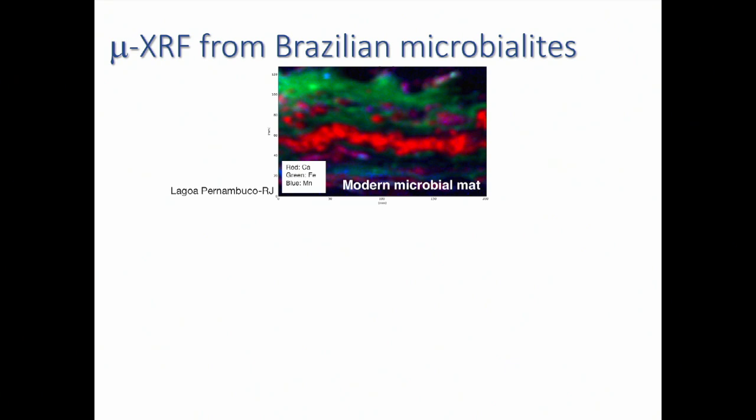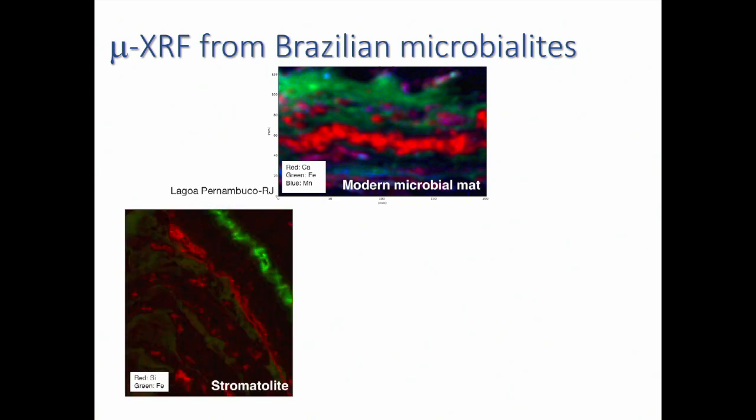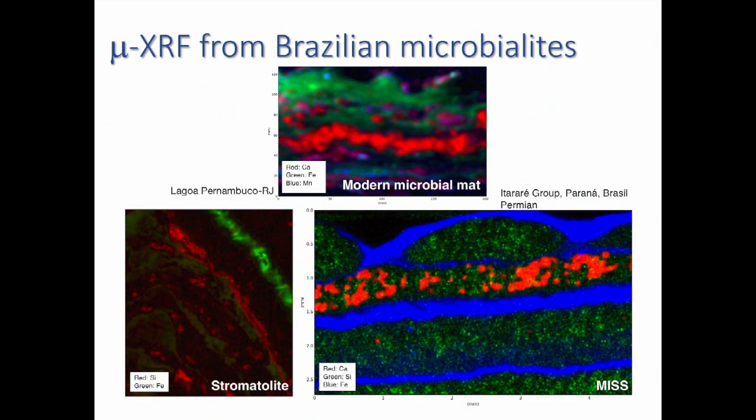So this is a comparison with a modern microbial mat from Rio de Janeiro, where we have hypersaline lagoons, and microbial mats grow there in abundance. And here we can compare with stromatolites and with a MISS, a microbially induced sedimentary structure. This is well known to be produced by microbial mats. These are fossils from the Permian age, the same age as the previous fossils.